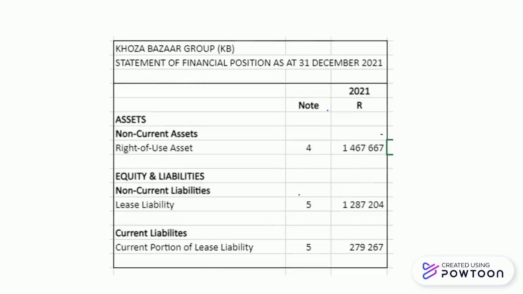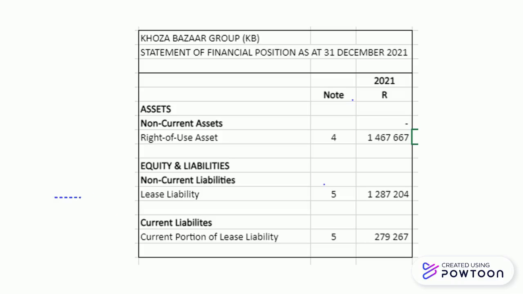On the statement of financial position, information is presented as follows. The right of use asset is displayed as a non-current asset. The lease liability is a non-current liability, and the current portion of the lease liability is displayed under current liabilities.